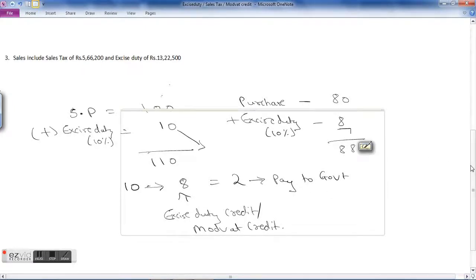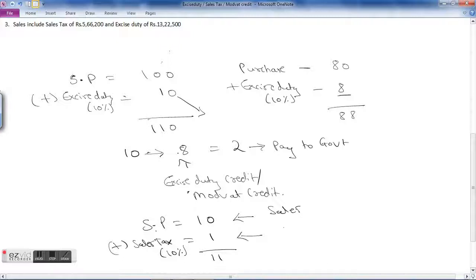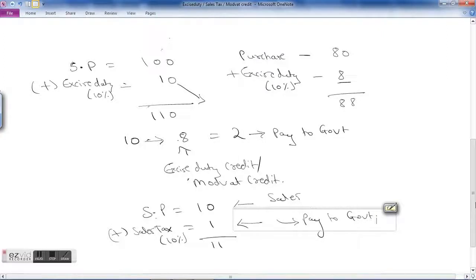Similarly for sales tax also. Say your selling price is 10 rupees and sales tax is say 10% again. This is a different example, that is 1 rupee. So 11 rupees was your price, and the selling price is your sales. Now this 1 rupee which you have collected as sales tax, you have to pay to the government. So in case of sales tax you won't have any credit like in the case of excise duty, MODVAT credit. The rules differ from country to country, state to state, so you need to see what rules are applicable for your particular organization.